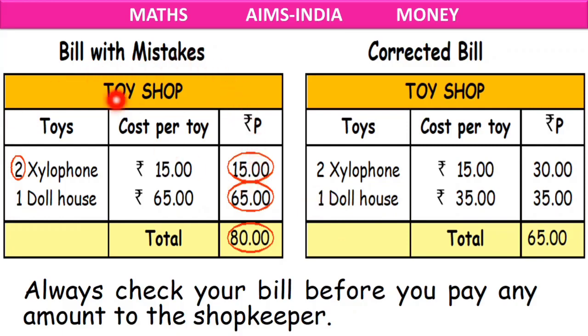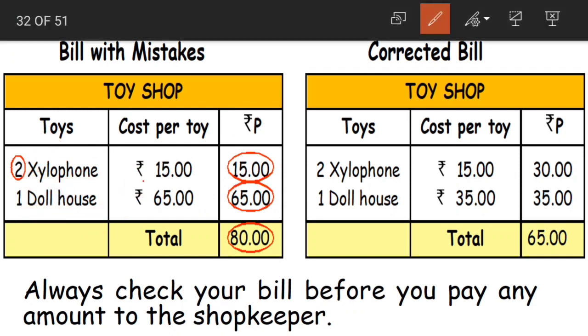If you look at this here, bill with mistakes. Now what is this? We have bought two xylophones and one dollhouse. The cost per toy is given as 15 rupees and 65 rupees. And if you look, the rates are also the same. But children, here we have bought two xylophones, right? We have bought two and 15 rupees is the cost per one xylophone.